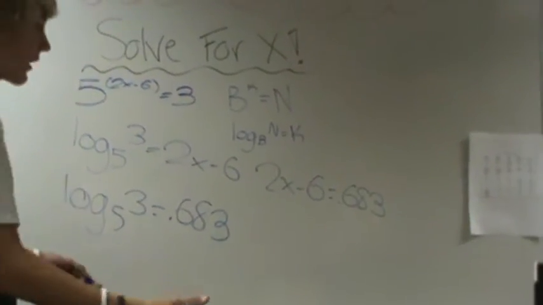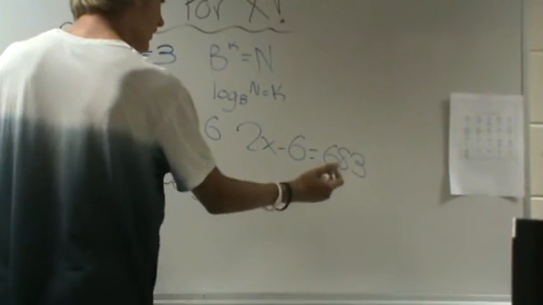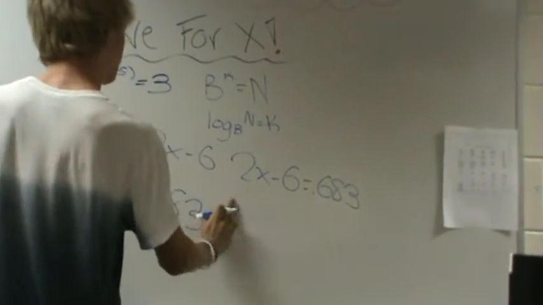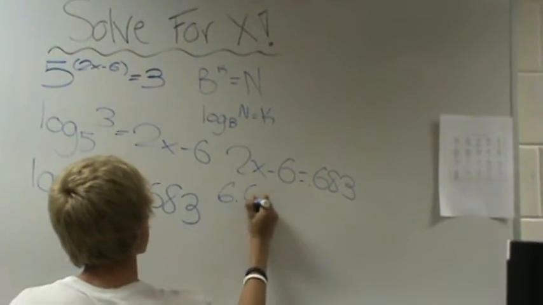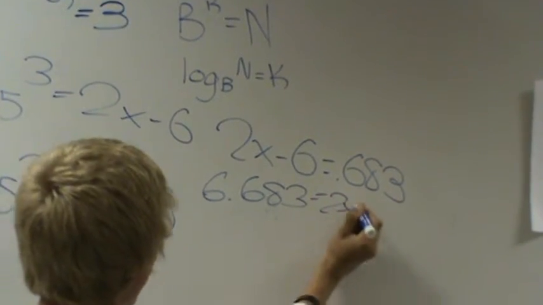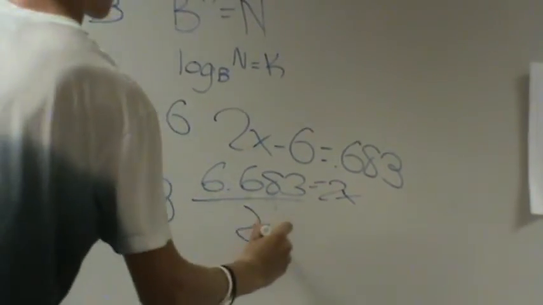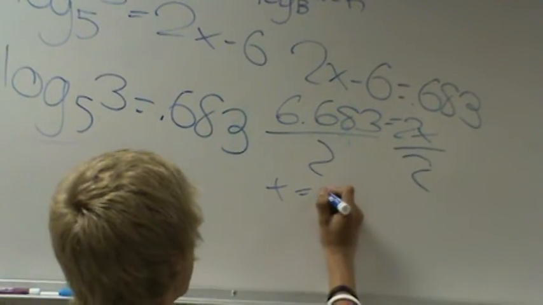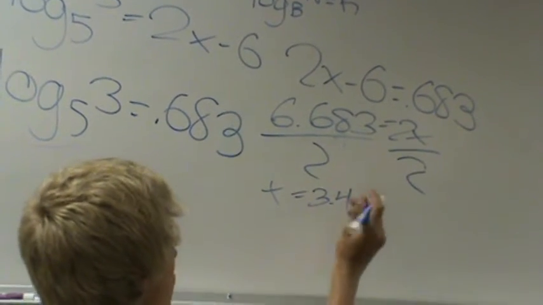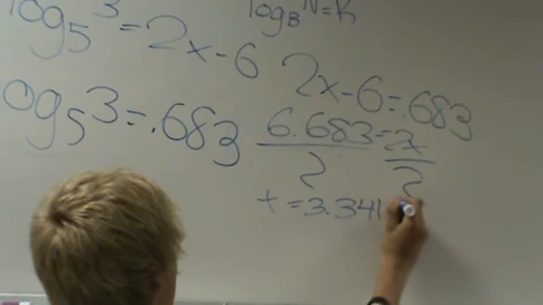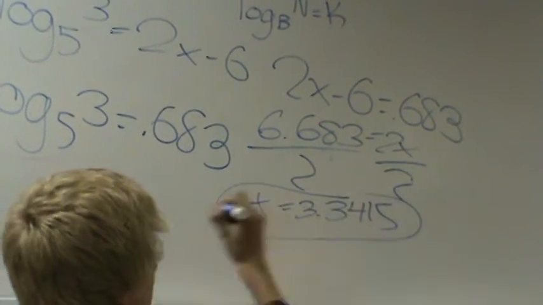From there, you're going to want to add the 6 over to the 0.683 side. So 6.683 equals 2x. You're going to want to divide both sides by 2. So then you get x alone on one side. And x is going to equal 3.3415. There's your answer.